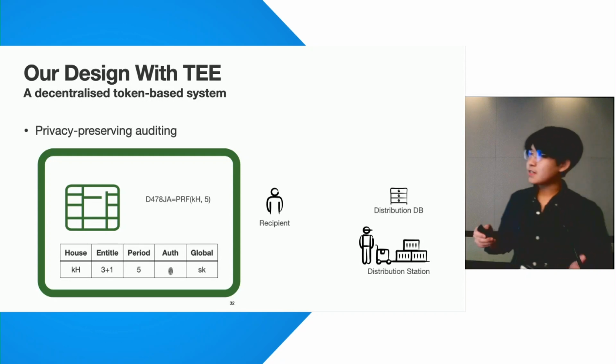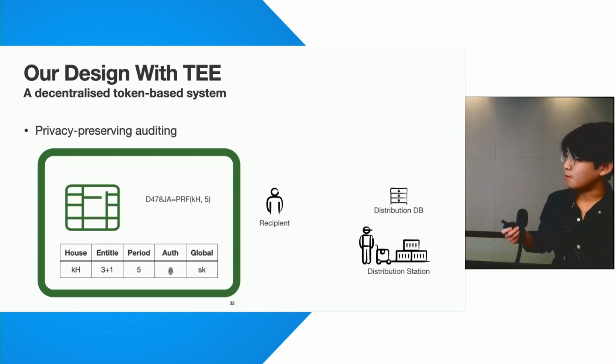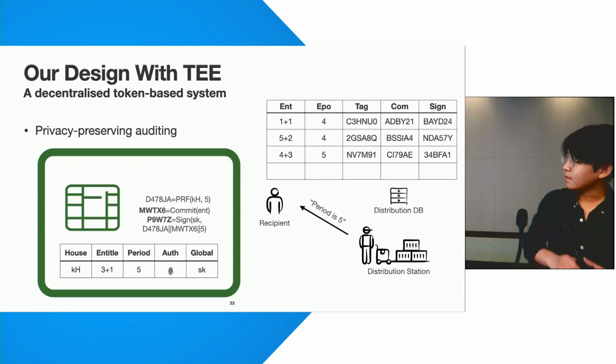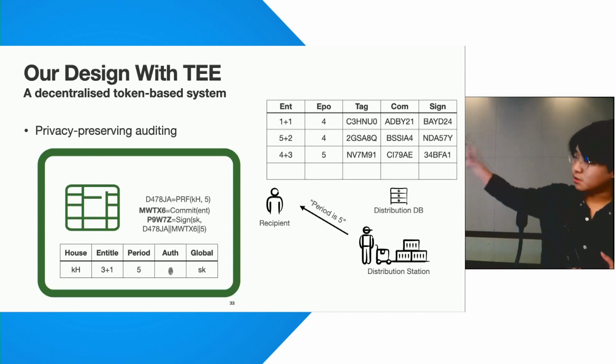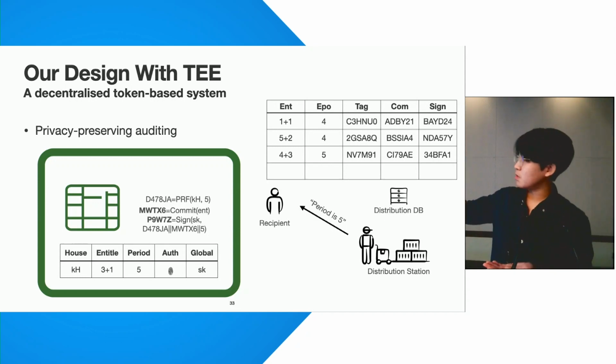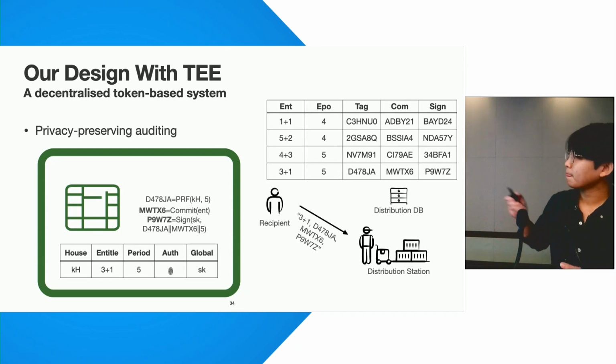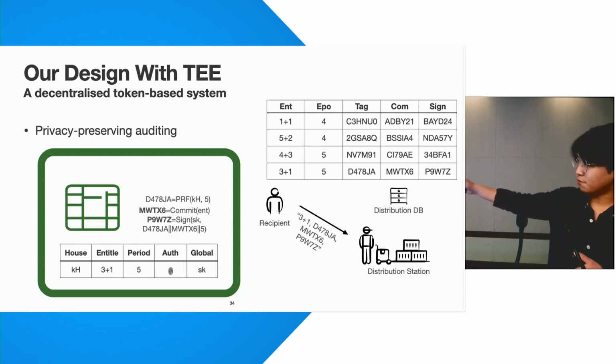Last, to provide auditability, we let the card output something that is unforgeable. To do so, we built in a global signing key, which is the ISK in the image. And the card will, as previously mentioned, compute the tag, and it will compute as well a commitment on the entitlement, and will use this signing key to sign the tag, the commitment, and the period number. It then will output this information to the distribution station. The station will keep a record.